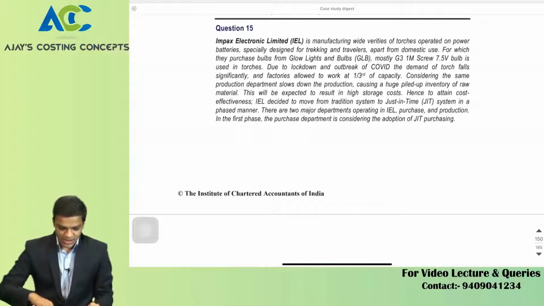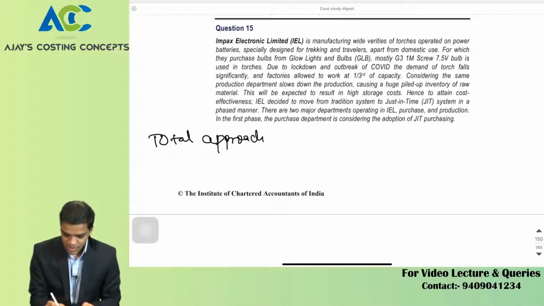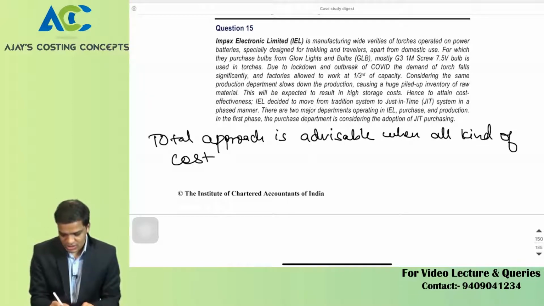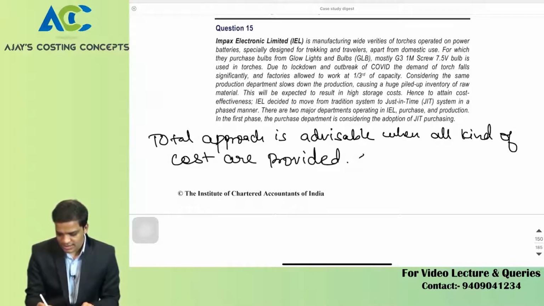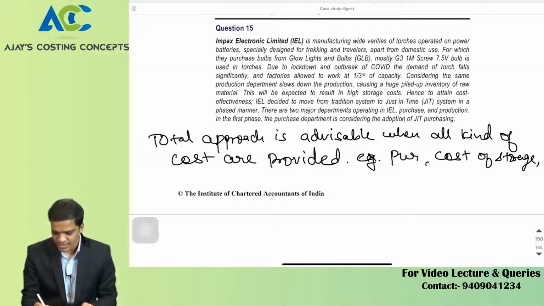When is the total approach advisable? I'll just write it down for you. You may also note it down. This is important. Total approach is advisable when all kinds of costs are provided. Example: purchase, cost of storage, carrying, whatever you call it, ordering, etc.